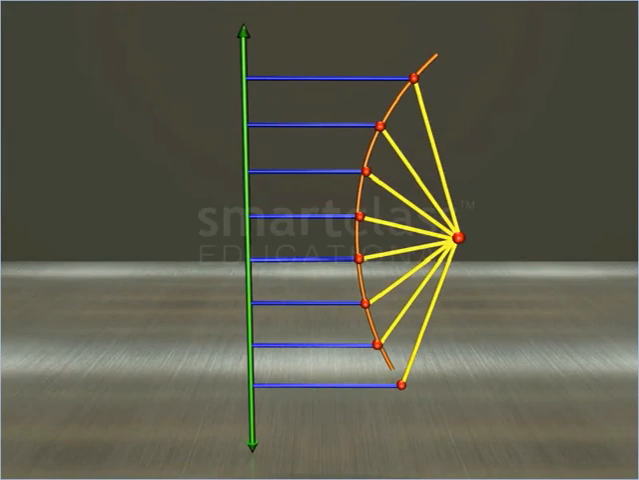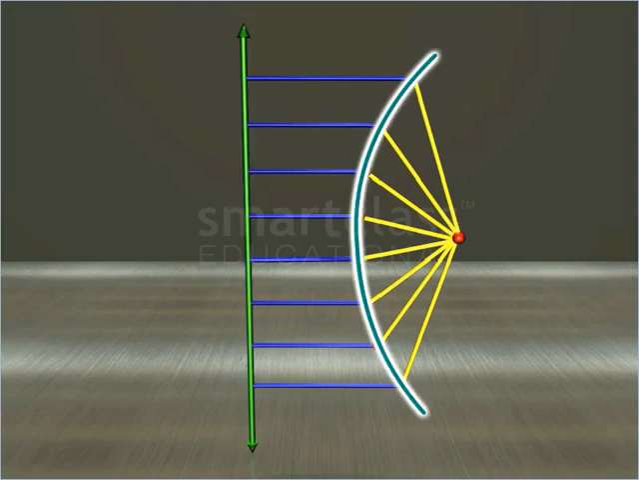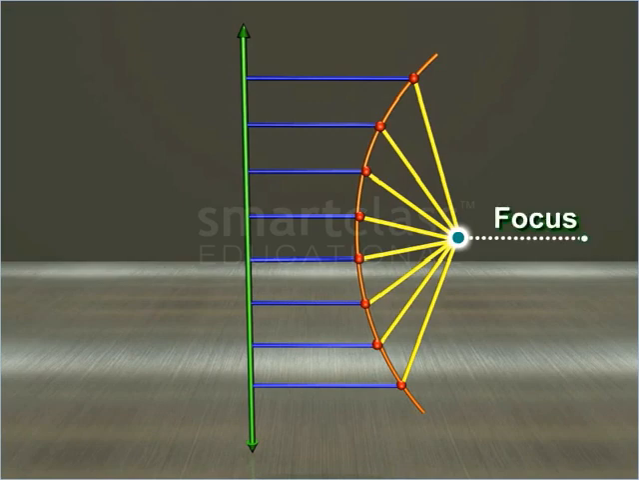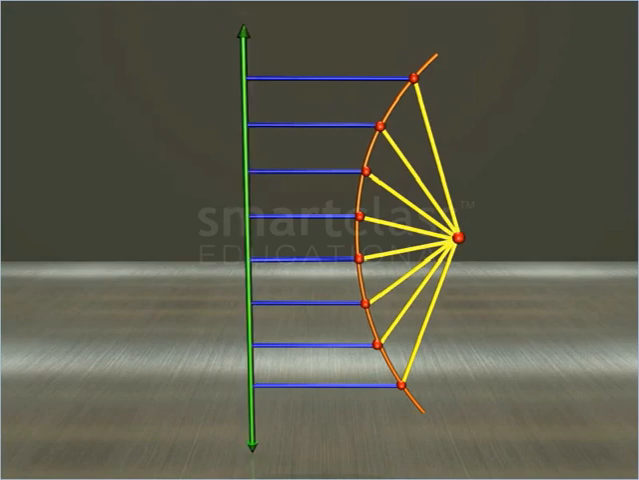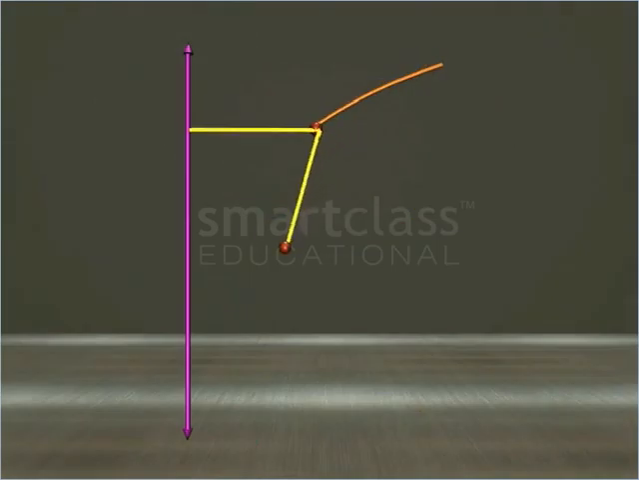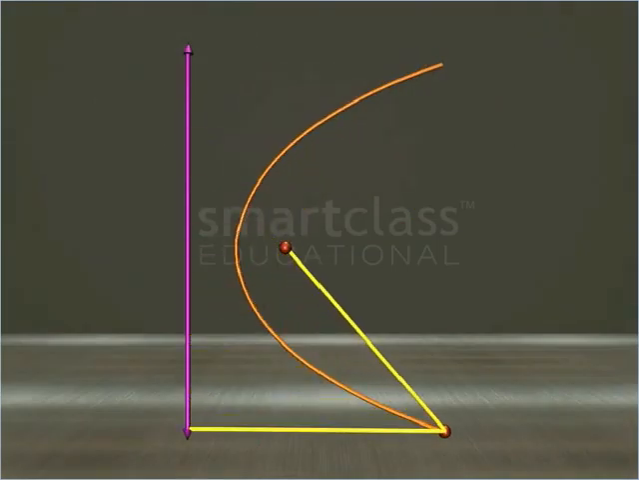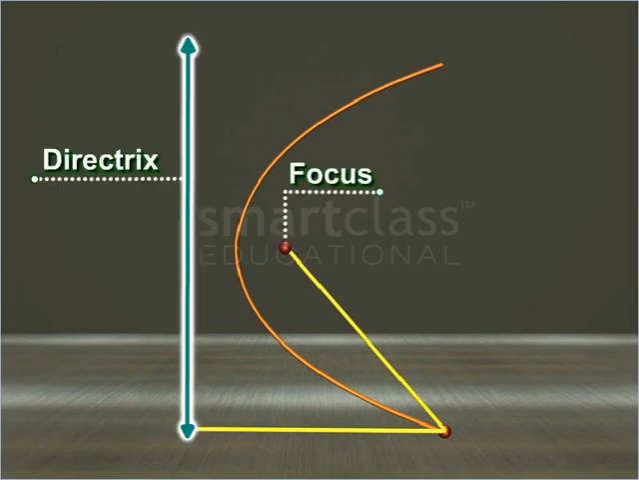The locus of the points equidistant from both the point and line is a curve called a parabola. This fixed point is known as the focus and the line is called the directrix. Thus, a parabola is the locus of all points in a plane, equidistant from a fixed point called the focus and a fixed line called the directrix.